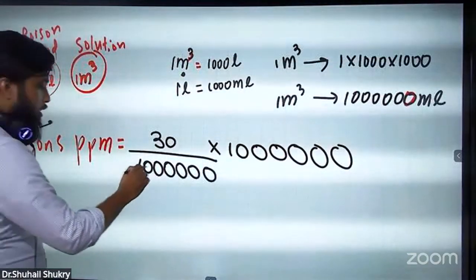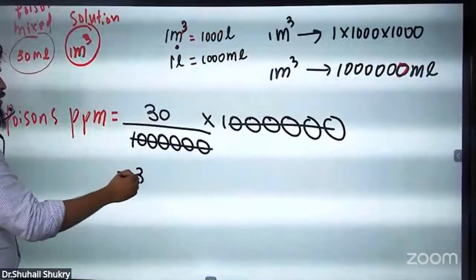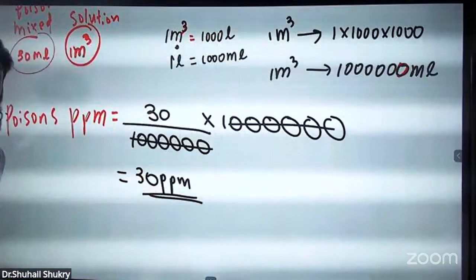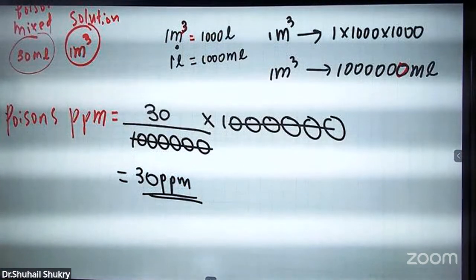So this 1 million and this 1 million get cancelled. So the answer will be how much? 30 ppm. Is it clear? Do you understand? Right, so this is the first part.